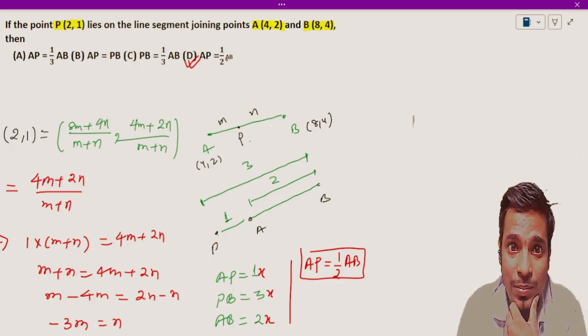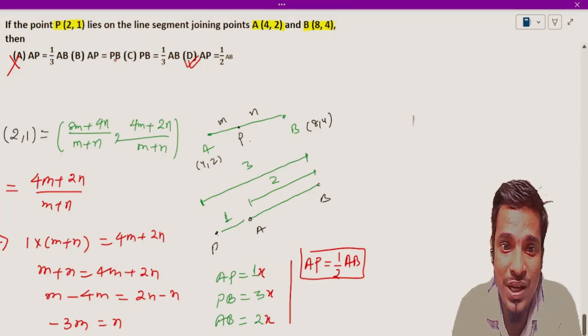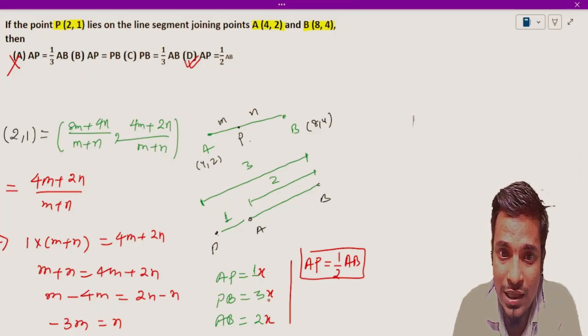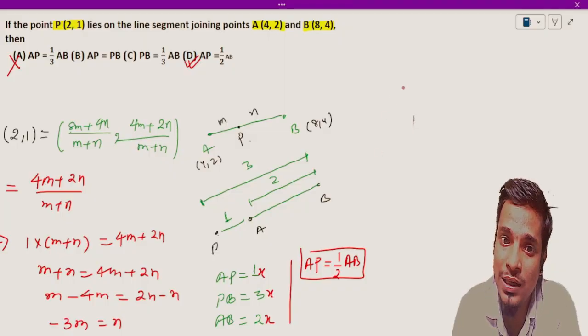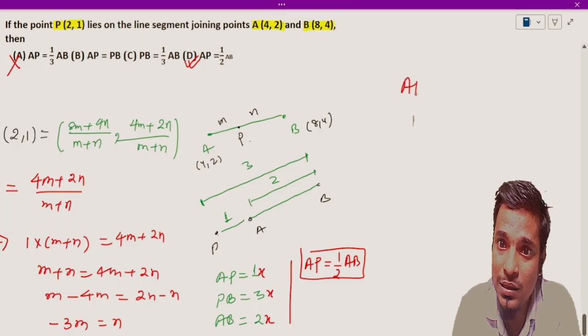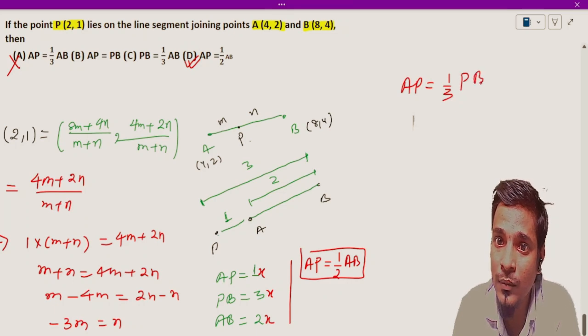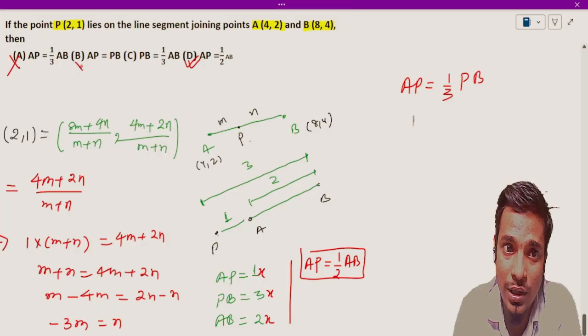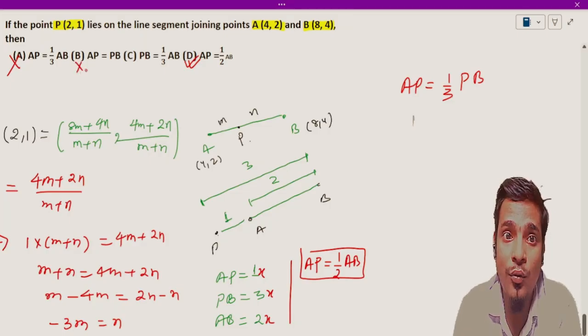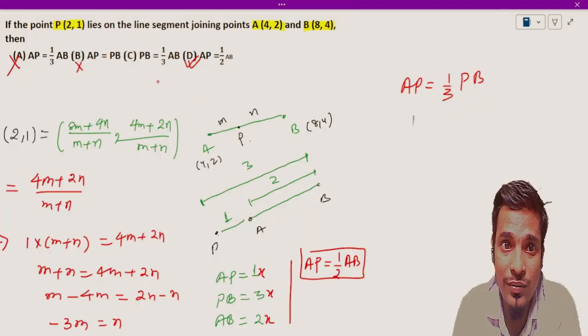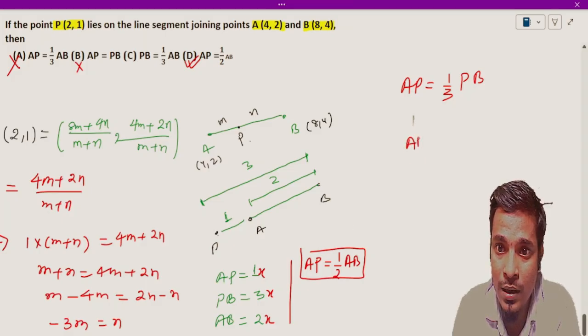Now, as AP is half of AB, option A is incorrect. Now we can check for AB and PB. Over here PB is 3x and AP is x. So we can say that AP is 1 by 3 times of PB. But here AP and PB both are given equal, so this option is also wrong. Now further we have a relation between AB and PB. So AB is 2x and PB is equal to 3x.